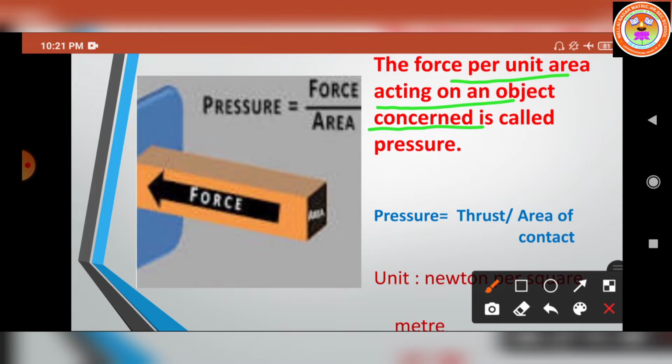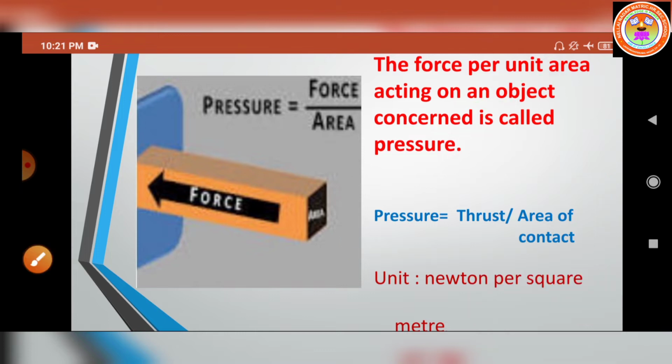So, what is the pressure formula? Pressure is equal to thrust by area of contact. What is the unit of pressure? That is Newton per square meter. This is the unit.